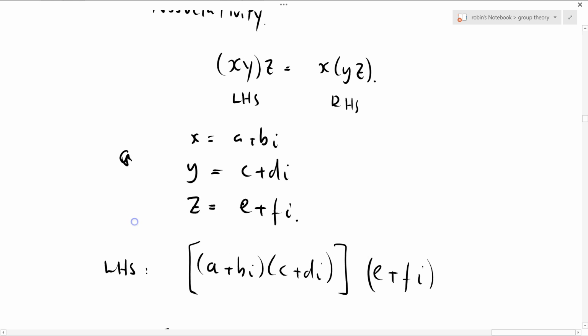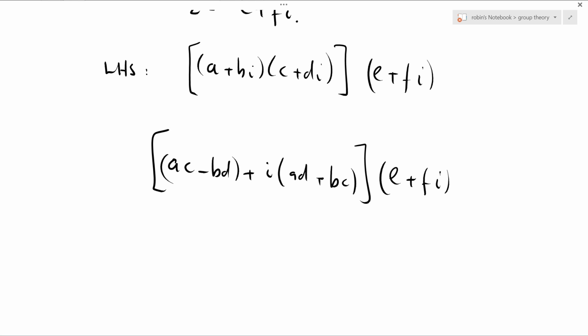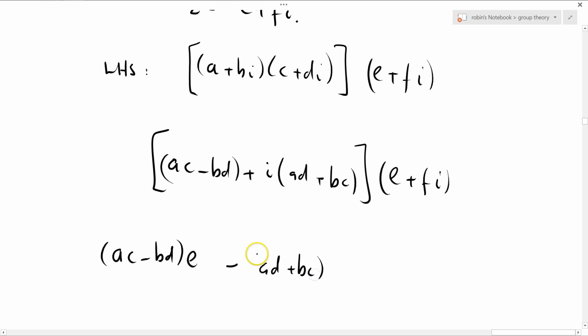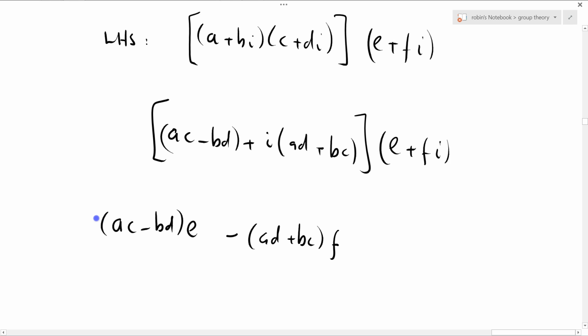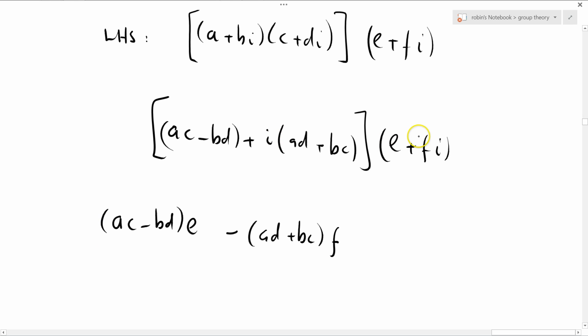So you see, all I'm doing is going through the motions of expanding out this term here, with x, y and z as specified here. Okay, well we better work out what that is. What's the real component? Well, it's (ac minus bd) times e, minus, because i times i is minus 1, (ad plus bc) times f, because we're doing the imaginary times the imaginary component, plus i times what?